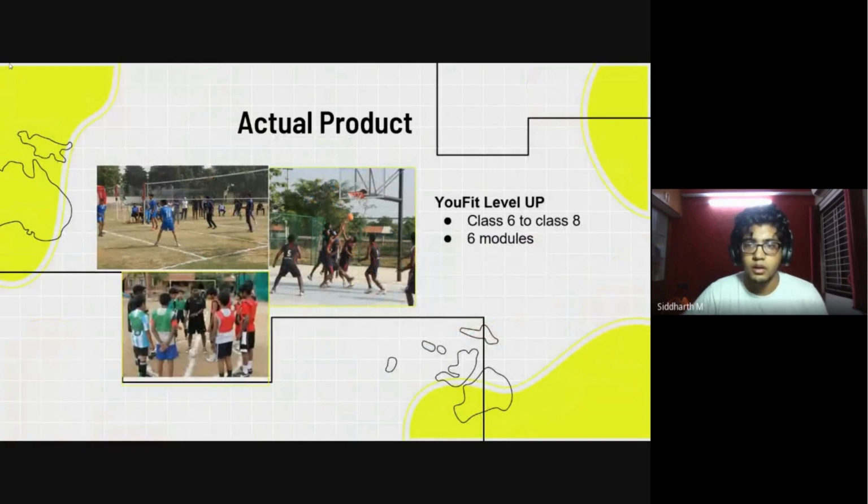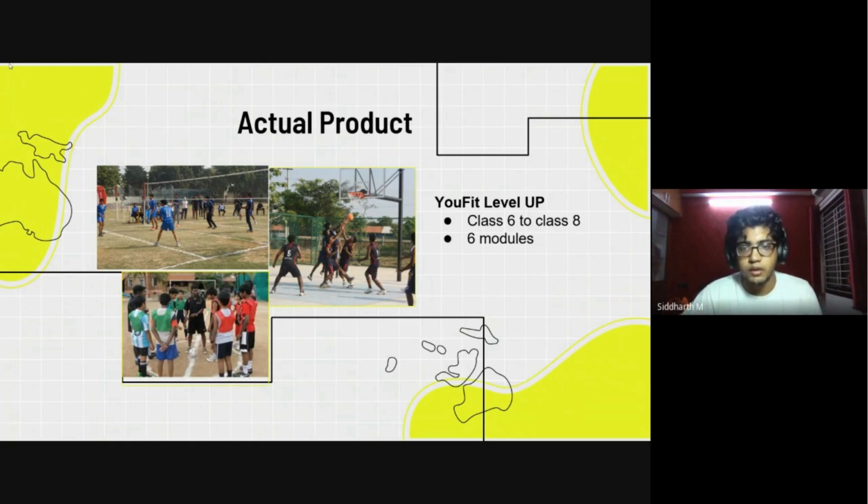And now moving on to the next program. The second program is an upgrade from the previous program, and it is called UFIT Level Up. This is for middle school students, so it's for students from class 6 to class 8. And again, this consists of 6 modules. The major difference between UFIT Level O and UFIT Level Up would be the intensity of the drills that are being taught in the program. Depending on the age, the drills will also get harder and harder.